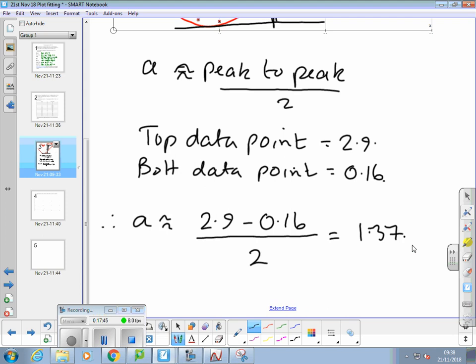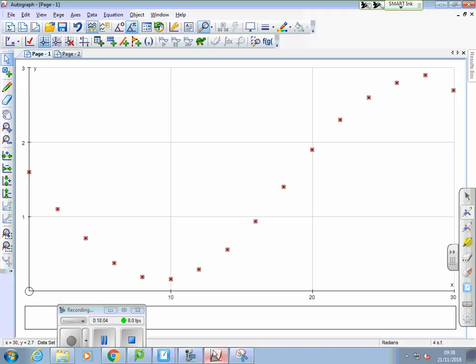Remember in your assignment you're going to have to try and demonstrate the process you've gone through here. So you may want screenshots showing how each stage of this works and how it gradually gets you closer and closer to that function. So if we go back to Autograph now, remembering that A is 1.37.